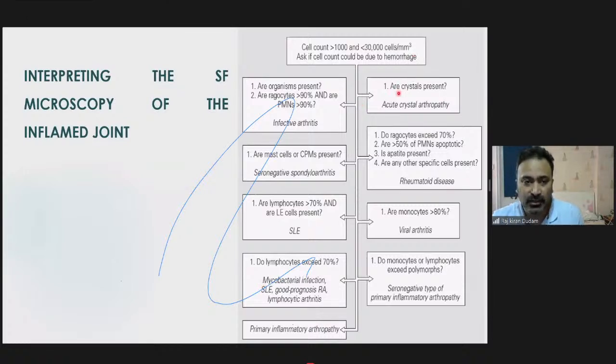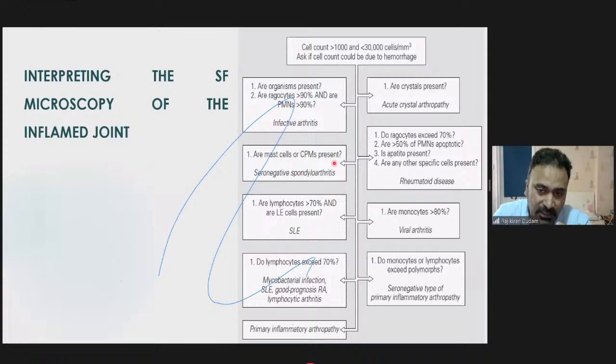And this is an approach. If you have a cell count of more than 1,000 and less than 30,000, you look for a gram stain and culture, whether anything has come out, and you mainly focus on polymorphonuclear cells. Some pathologists also look for ragocytes. I'll tell you what ragocytes are. If you have more than 90% polymorphs, think of infective arthritis. If you have mixed polymorphs and lymphocytes, up to 70%, think of rheumatoid arthritis.